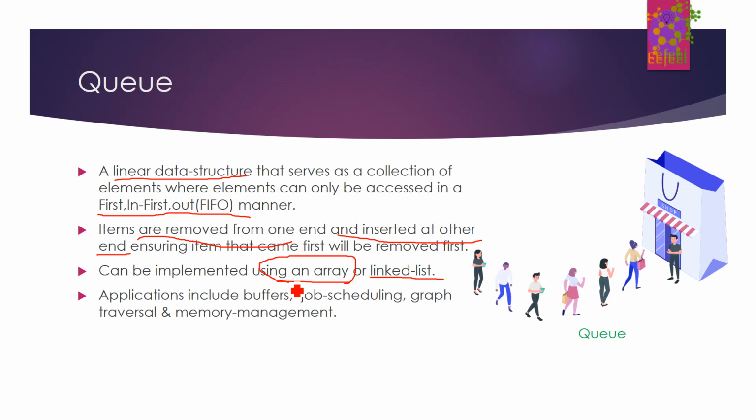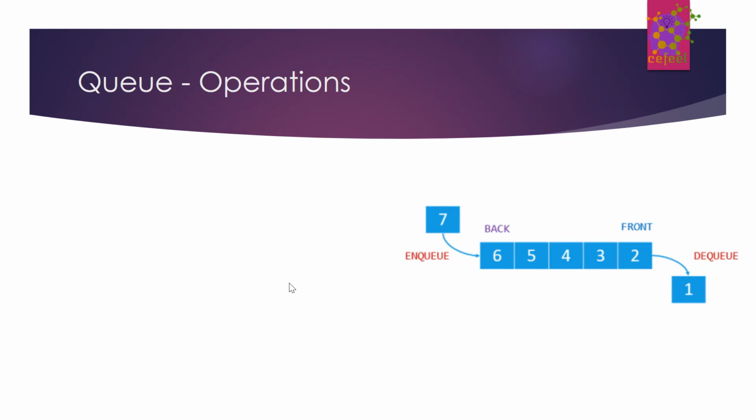Alright, cool. So I hope that set the context a little bit on what a queue is and where its applications are. Now let's go ahead and start seeing the various operations that are possible in a queue. So this is how a queue looks. Normally there is a front, there is a back, and items are inserted at the back. You can see 7 is getting inserted and 1 is getting removed from the queue. When an element is inserted, we call the operation an enqueue operation, and when an element is removed from the queue, we call the operation a dequeue operation.